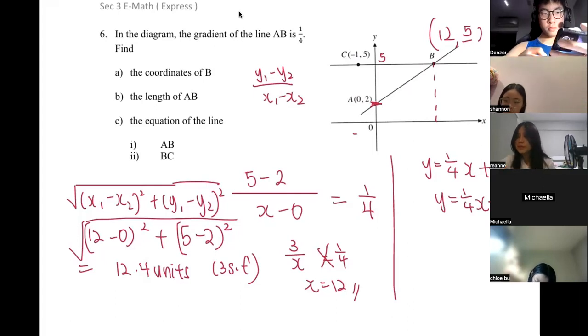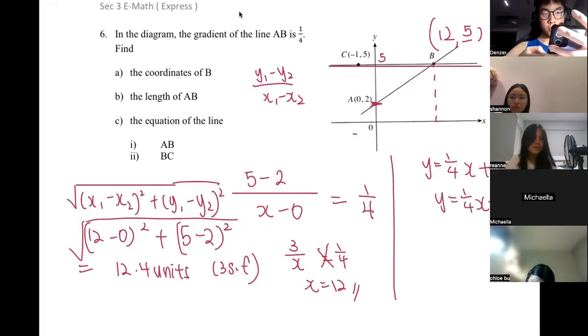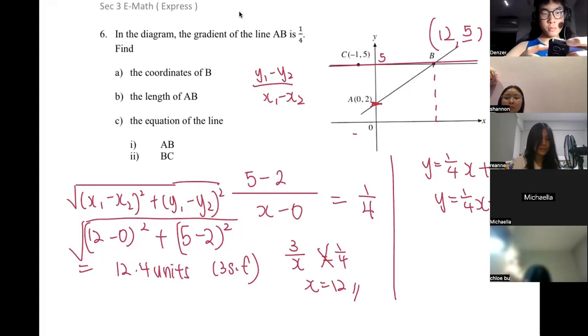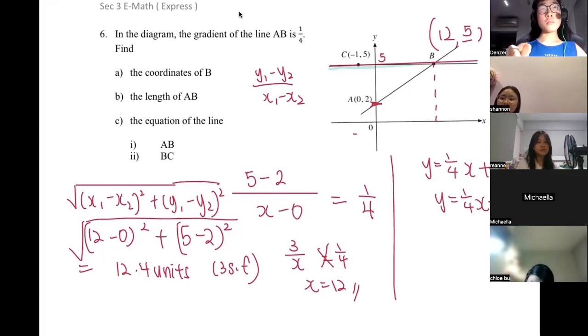Okay. BC, who want to try? Can I get Denzel? What is this equation? No need to find gradient. Every day walk this kind of slope, gradient 0.